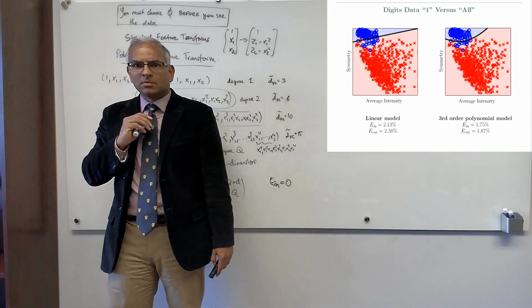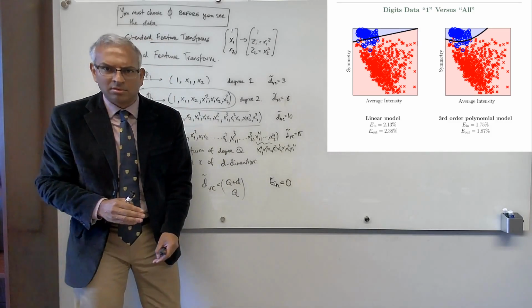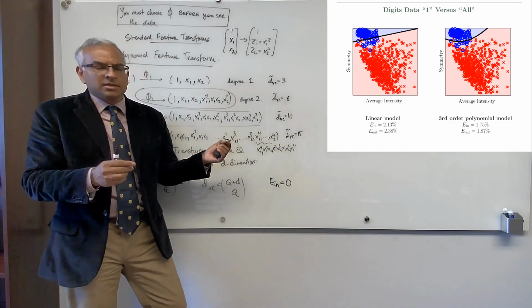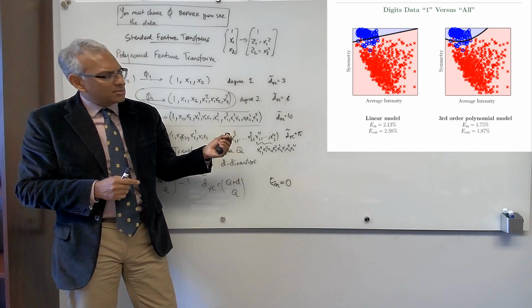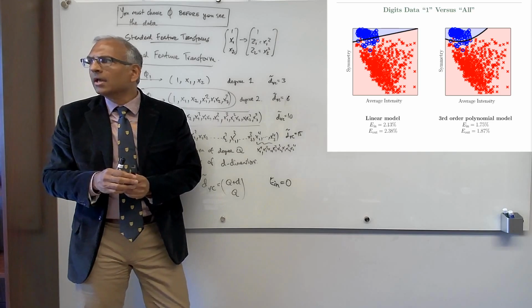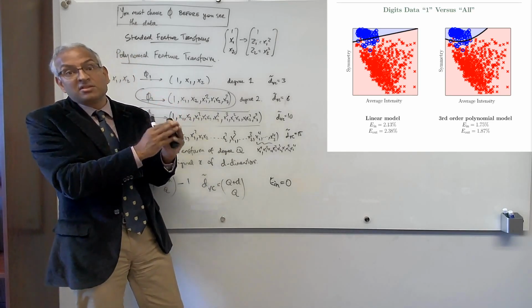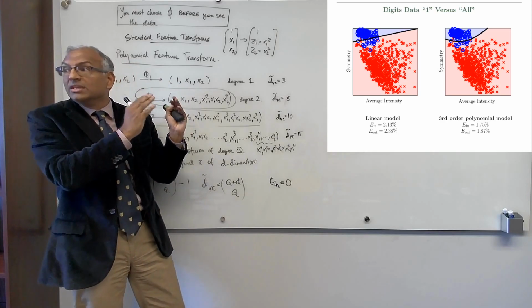So if you look on the left, we see the linear model. And it does pretty well, but it gets an in-sample error of about 2.3, 2.4%. And then the out-of-sample error is comparable. Why? Because it's the linear model in 2 dimensions. We've got a tight link between E in and E out.